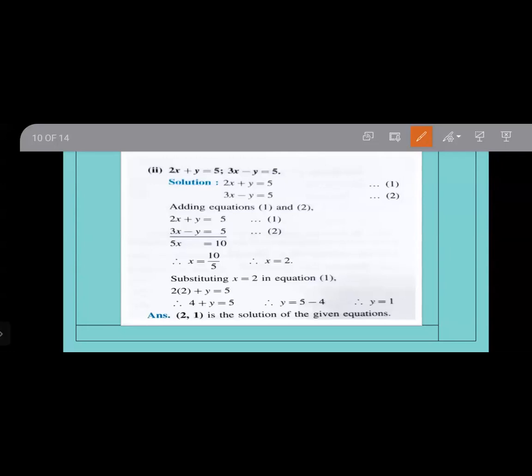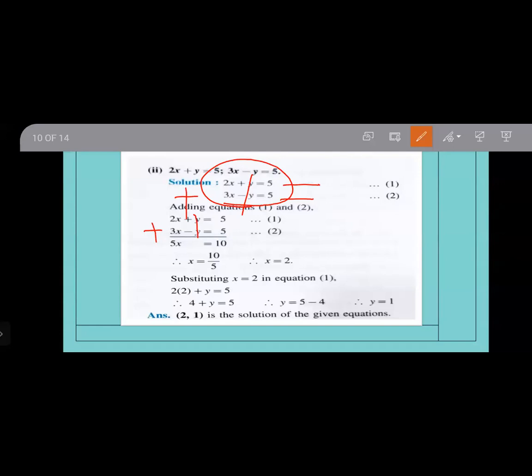Okay, so here this is equation 1, that is 2x plus y equals to 5 and 3x minus y equals to 5. So if you will observe the equations carefully, this is plus y and minus y. तो अगर आप इसको add करोगे तो ये eliminate हो जाएगा. Yes or no? So adding equation 1 and 2, plus y and minus y will get cancelled. What remains?